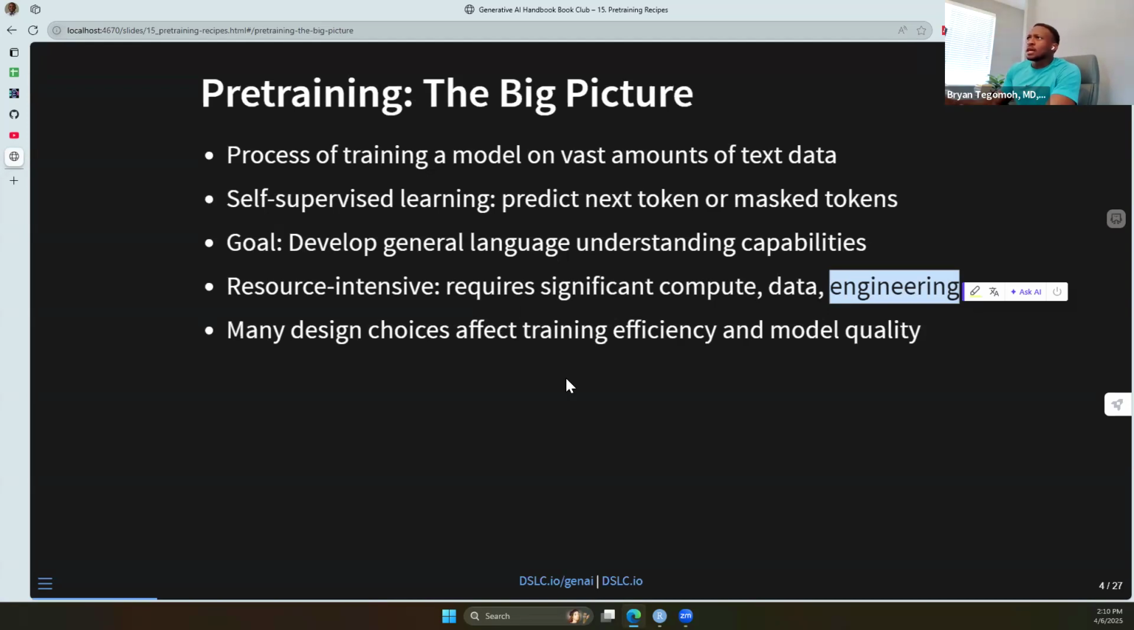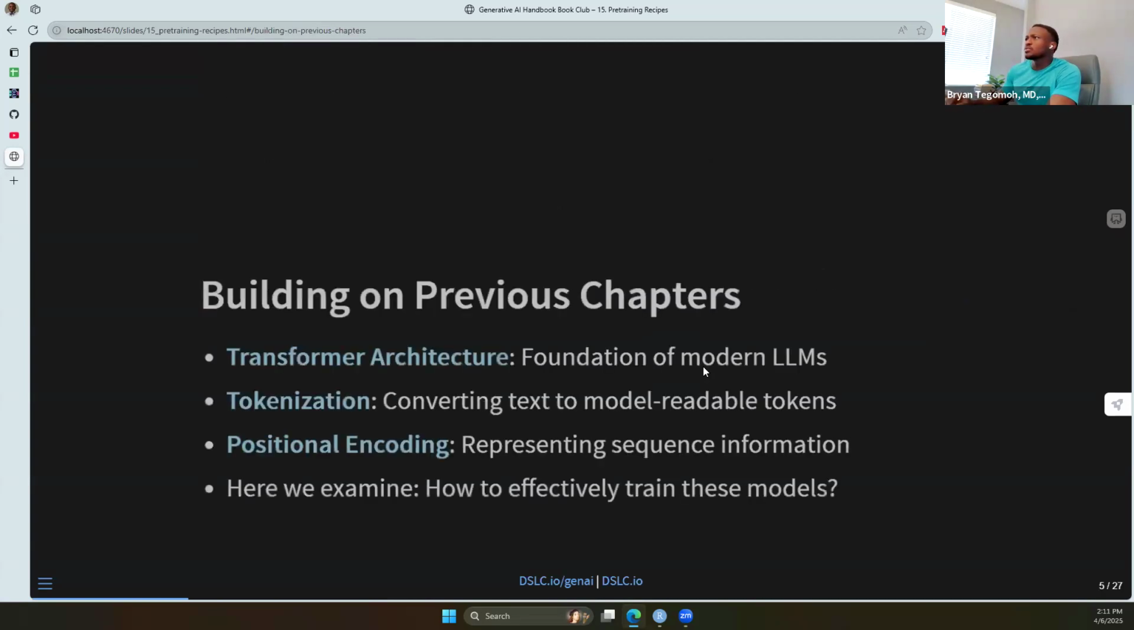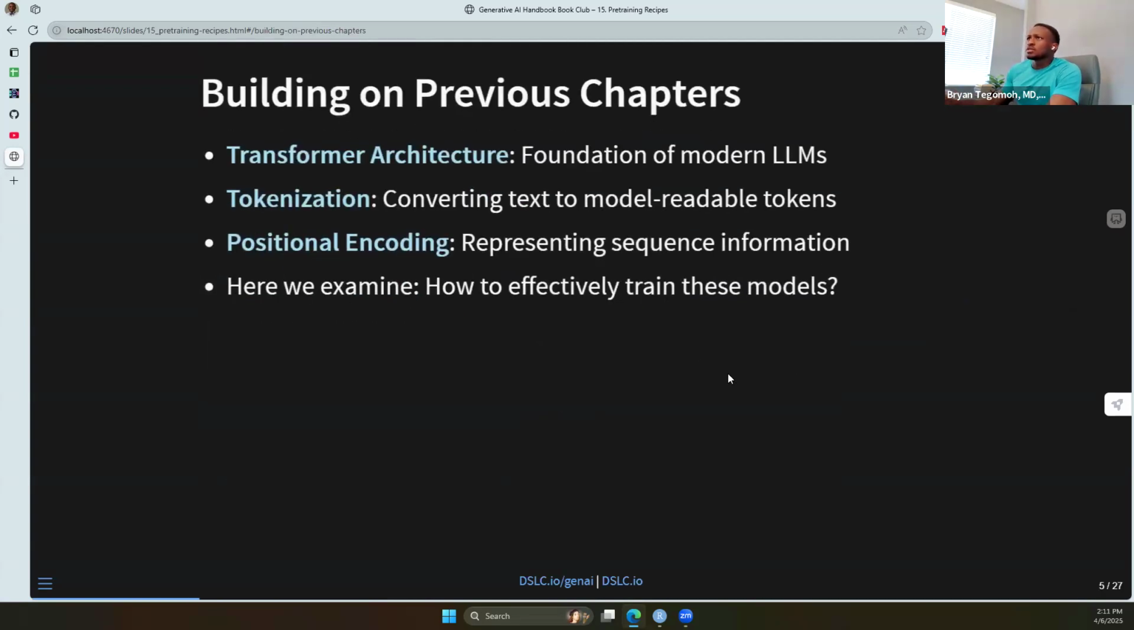The reason they're all scrambling is because you definitely need a lot of compute to train these models. But aside from that, you also need to make adequate design choices, because they affect your training efficiency and the model quality, and that's what we will discuss a little bit.